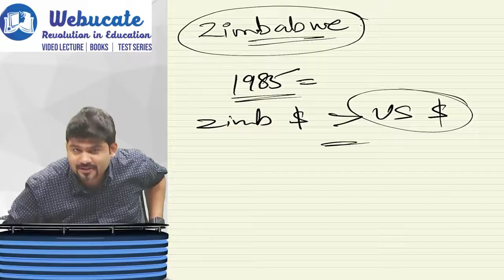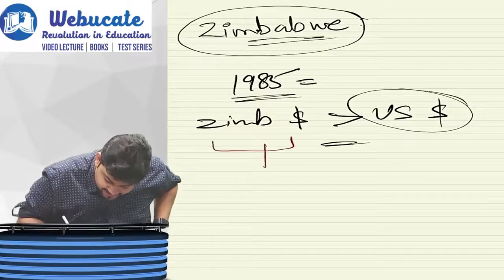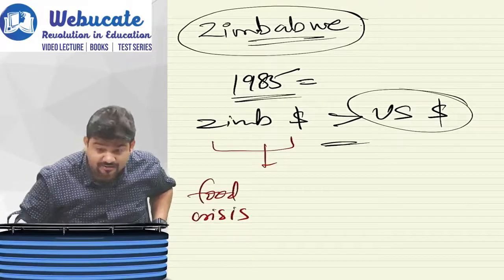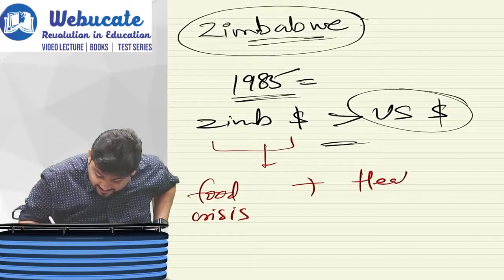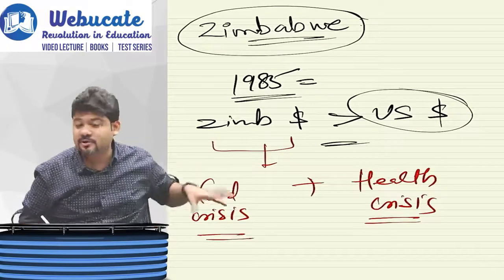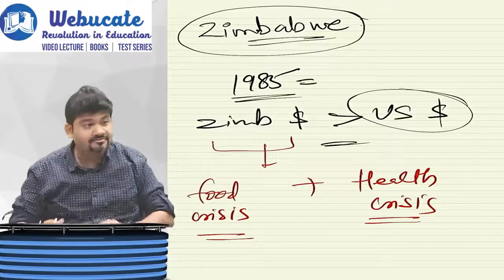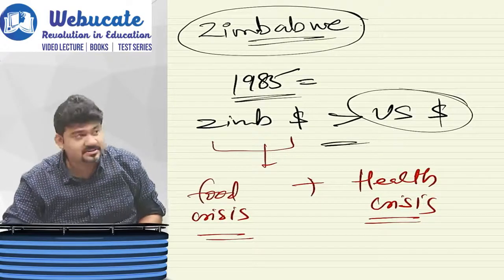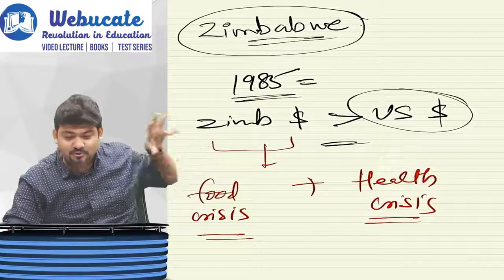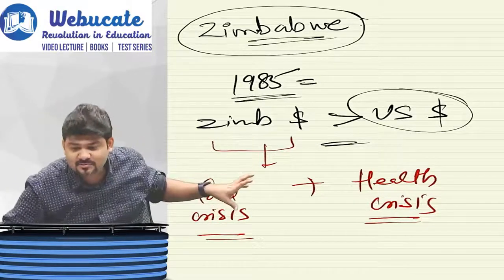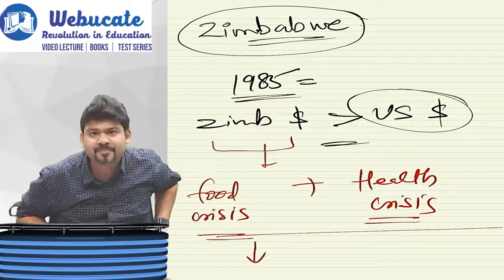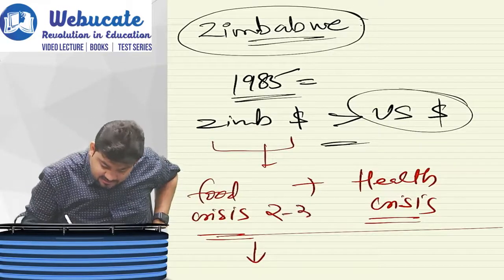But then what happened? There were 2-3 years wherein they had a big food crisis. There were droughts in Zimbabwe. So there was a food crisis. At the same time, there was also a lot of health crisis. As a result of the food crisis, there was a lot of health crisis. So the food crisis was there, the health crisis was there, and that is where the Zimbabwe economy started going down. No problem. For 2 to 3 years, this was the scenario.